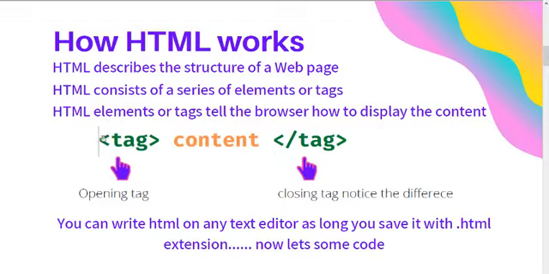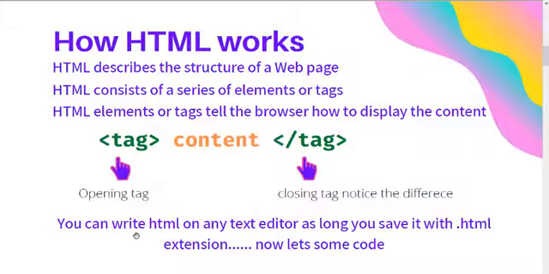So this is an example of a tag. This is an angle bracket or a less than sign. This is a greater than sign. So you write the name of your tag here, and then this together is called the opening tag, and then this is a closing tag. The difference between the opening tag and the closing tag is the slash.